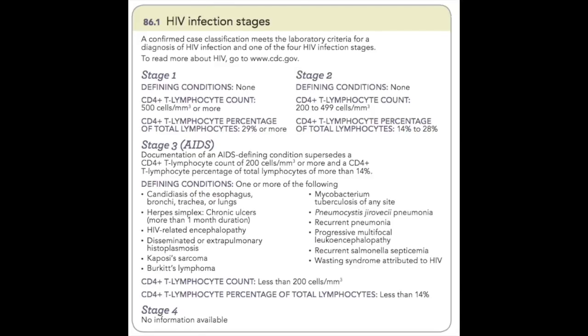Finally, the moment we've all been waiting for. Let's look at the HIV infection stages that you will find in your ATI book. So when we're thinking about staging, once we get to stage 3, this is where we are in AIDS. So your clients that are in stage 2 or stage 3, obviously they're going to be a little more immune compromised.